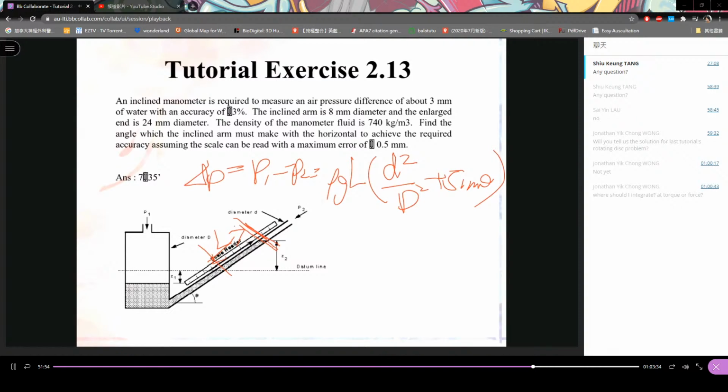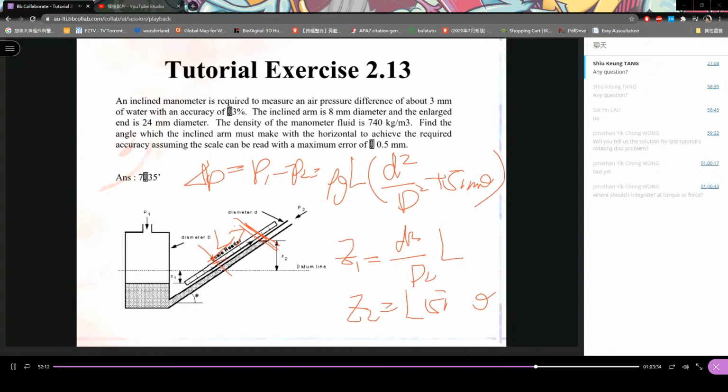Right, this part: Z1 equals d squared over D squared times L. You proved it already. Z2 equals L sine theta. Alright, we have the pressure known to you.